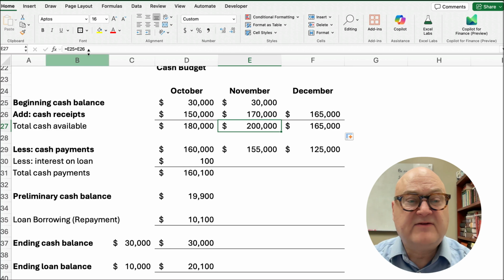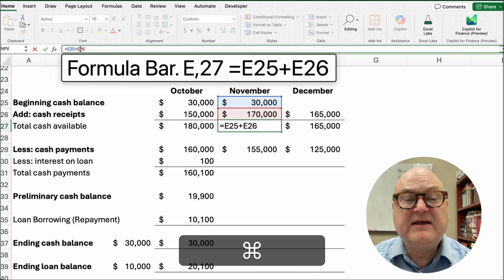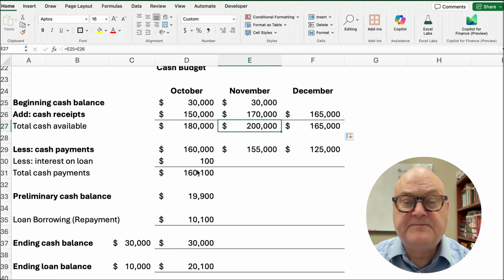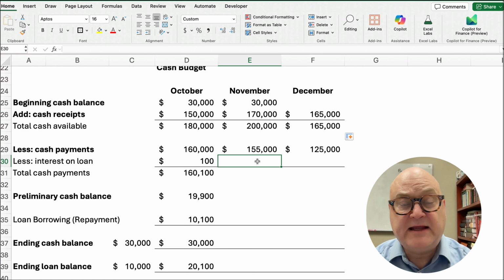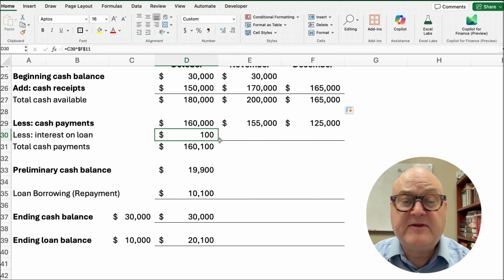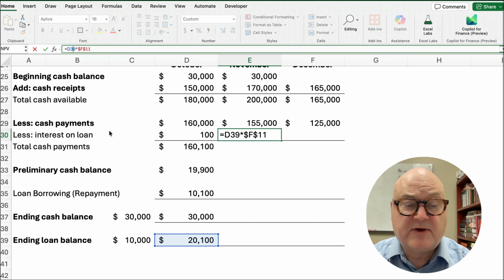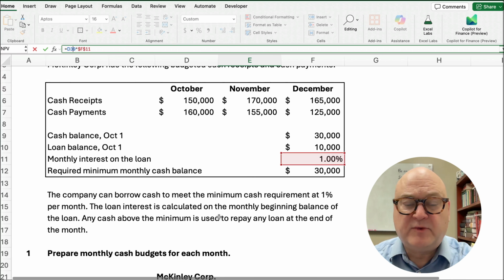And so the formula is, you can see, the beginning cash balance plus the cash receipts. Easy. Now, we have made payments of $155, plus we need to make an interest payment on the loan, and the loan is going to be $20,100. So let's copy this across, and let's make sure that our calculation is correct. We're going to take the $20,100 times the 1%.